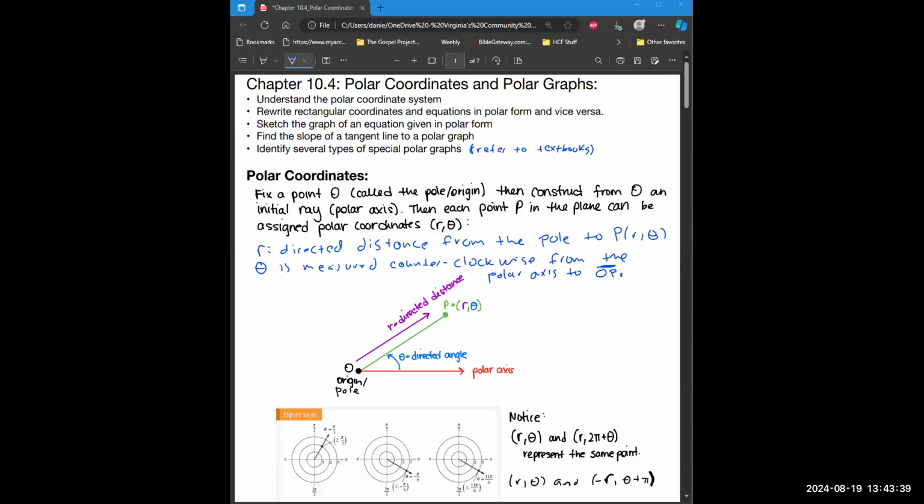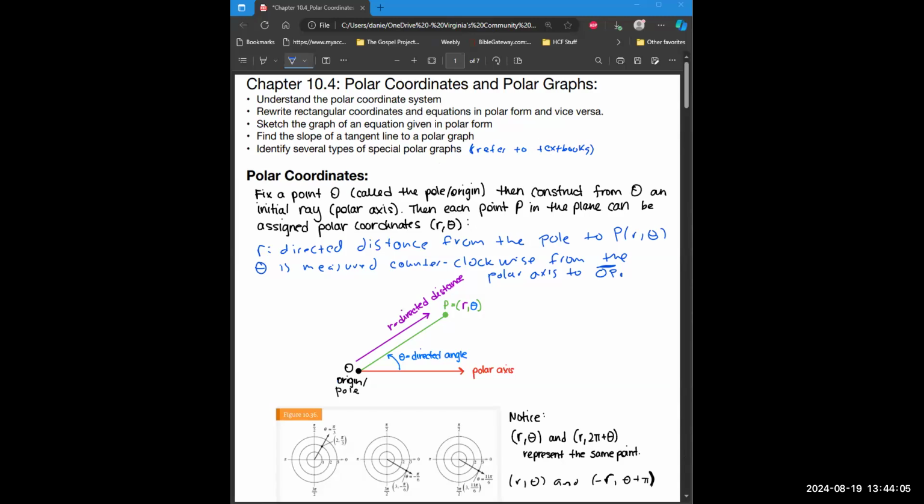In this video, we're going to talk about section 10.4, which is polar coordinates and polar graphs. Our objectives are to understand the polar coordinate system, to rewrite rectangular coordinates and equations in polar form and vice versa, to sketch the graph of an equation given in polar form. I might use my calculator to do that in a second.